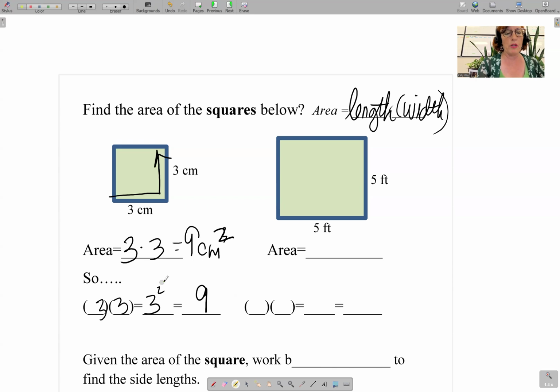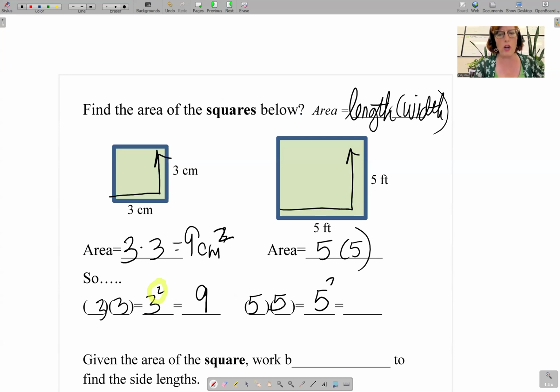So that square means to times by itself twice. It does not mean times by 2. To find the area here, area equals length times width. So it'd be 5 times 5, which is 5 squared. That's not 10, that's 5 times 5, which of course is 25.